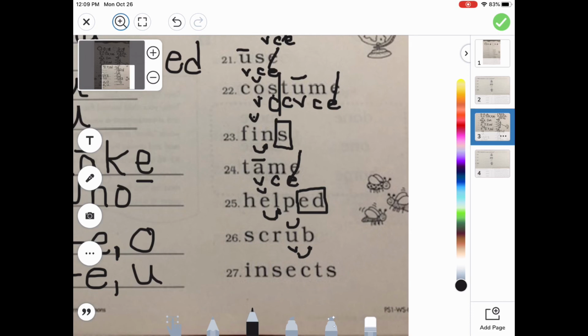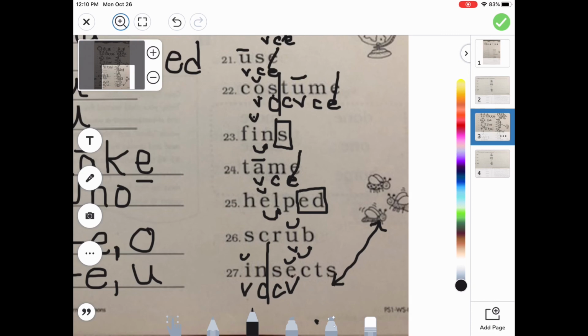Very good. And then our last word, oh, that's a longer word. Where are my vowels? I've got I as a vowel. I've got E as a vowel. In between, I've got two consonants, so that means I can divide it down the middle. The I is in front of the N, so it's going to be short. So N, and then the E is in front of a C, so it's going to be short. So X, sex. So N, sex, insects. So fins, tame, helped, scrubbed, and insects. So which one of those words matches the picture? That's right. These are insects.